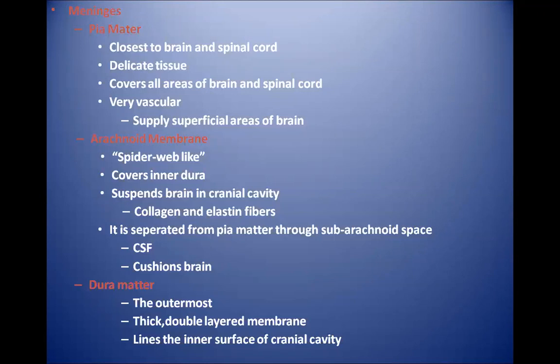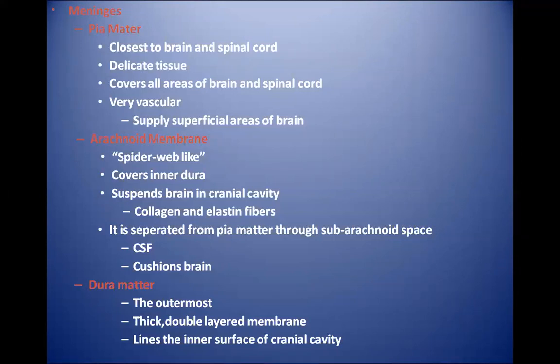So then it suspends the brain in the cranial cavity, collagen and elastin fiber. ये किससे मिलके बना होता है? It will be made up of collagen and elastin fiber. It is separated from pia mater through subarachnoid space. मतलब ये क्या करता है, pia mater और subarachnoid जो space होता है उसको वो सेपरेट करता है, और इसके अंदर में CSF और कुशन्स ब्रेन जो है वो प्रेजेंट होते हैं.